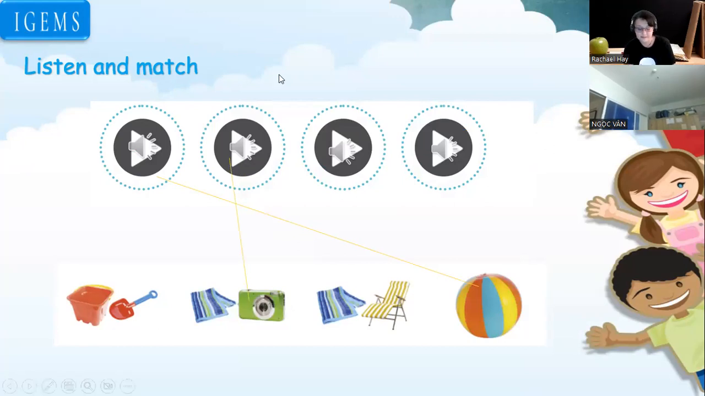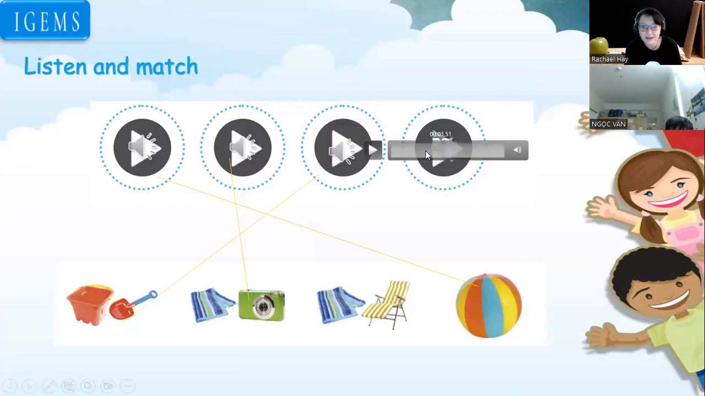What would you like, Meg? I'd like a pail and a shovel, please. Here you are. Thank you. And here is a beach chair and a towel for me. A perfect day at the beach.